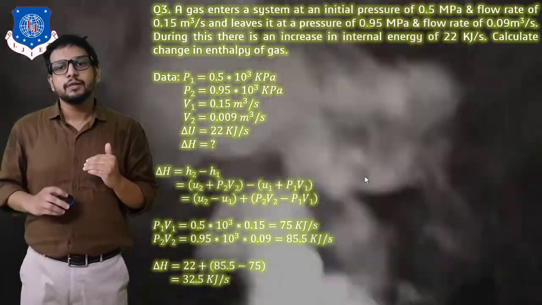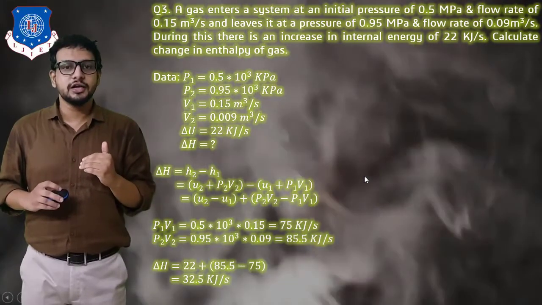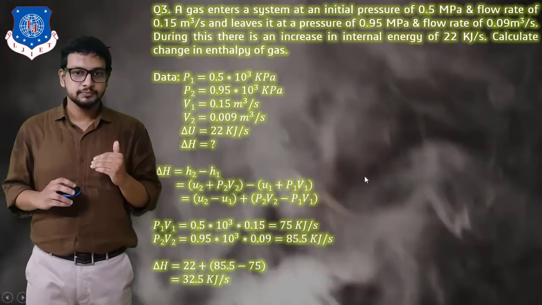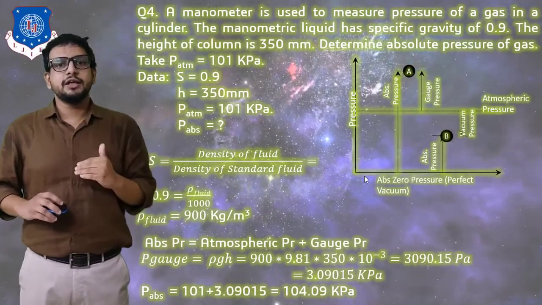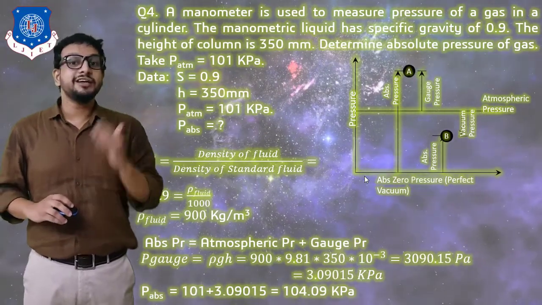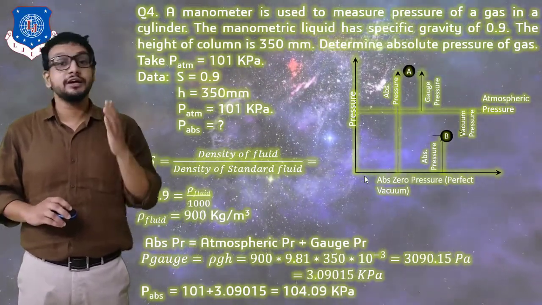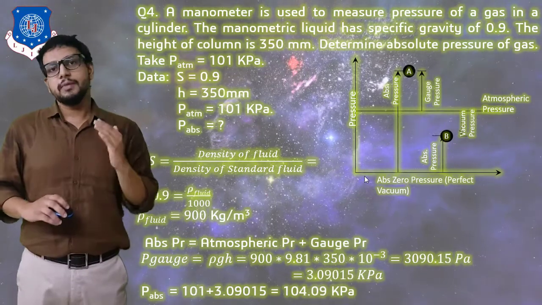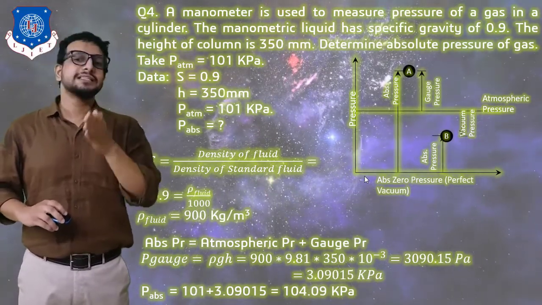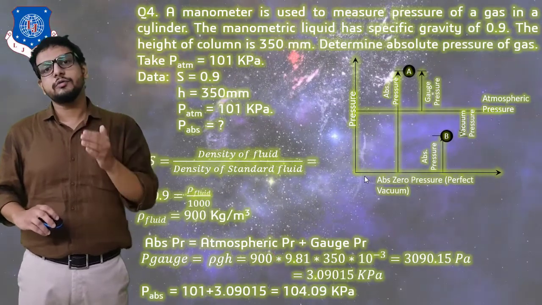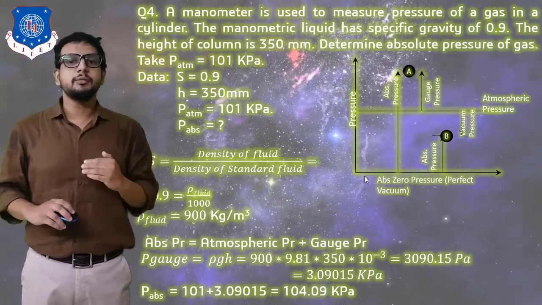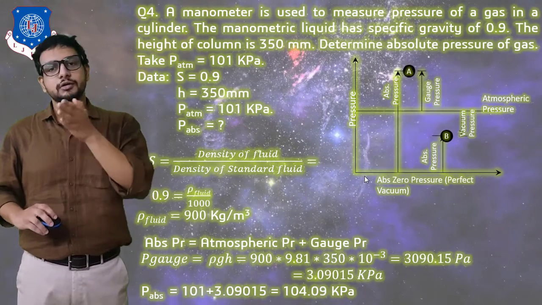Now let's see our next question, question number 4. Look at your screen. The question is: a manometer is used to measure pressure of a gas in a cylinder. The manometric liquid has a specific gravity of 0.9. The height of the column is 350 mm. Determine the absolute pressure of the gas.